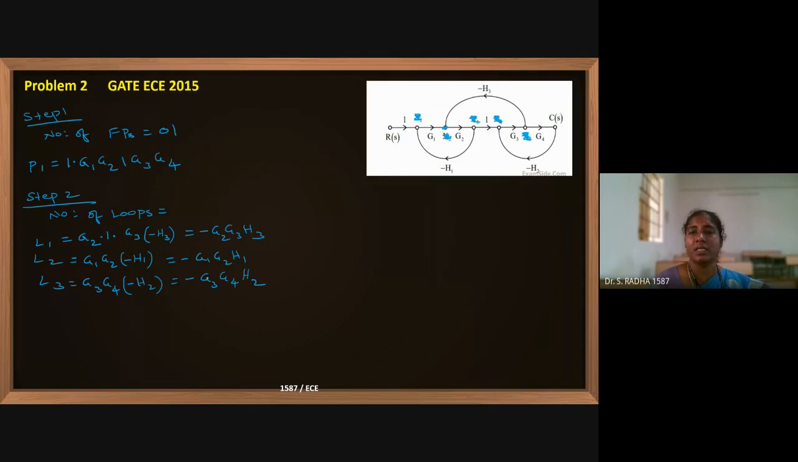These are the three loops I am able to find. I don't have any further closed paths without repeating any node or any branch. Starting from a node and traveling some distance, coming back to the same node: this is the condition required. I don't find any more closed paths. So three loops are present in this given diagram.